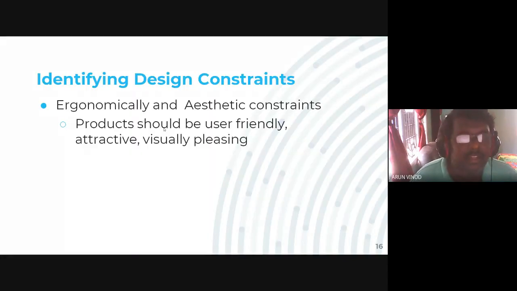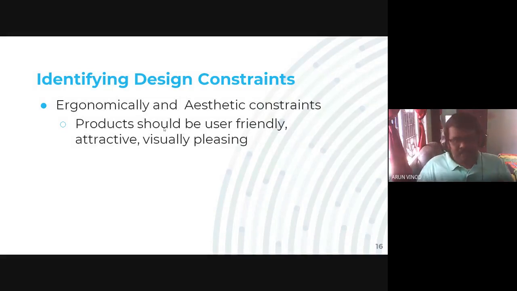And then ergonomic and aesthetic constraints. Products should be user-friendly, attractive, and visually pleasing. That is also a major thing. Even for a food product, if the packing is not good, nobody is going to buy it. You have to give a good look and feel to that particular packet, right? So the product should be user-friendly, attractive, visually pleasing. That is what is called ergonomic and aesthetic constraints, right?